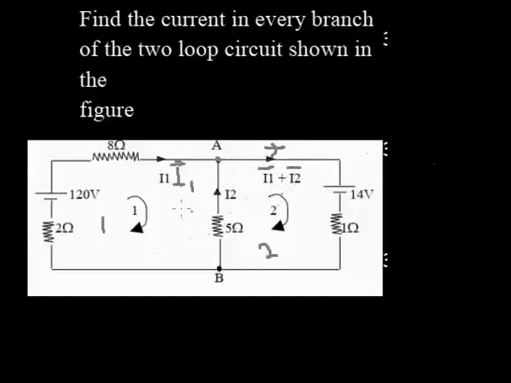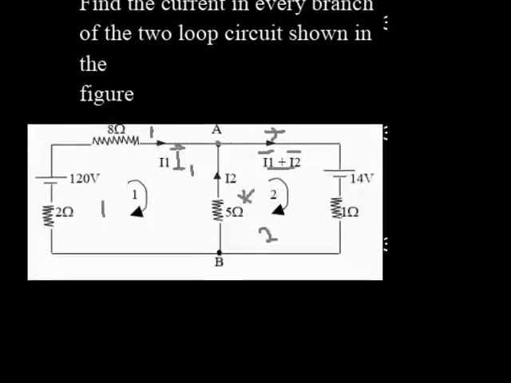The question asks us to calculate the current in every branch. The current in this branch is I1, then I2, the one branching here, then the sum. So we are looking for I1 and I2. They are two unknowns, which means we need two equations, because we need to solve simultaneous equations to find two unknowns.